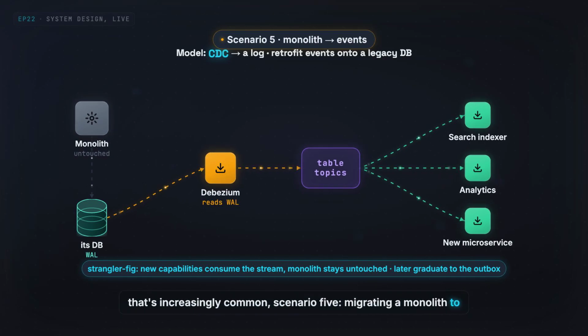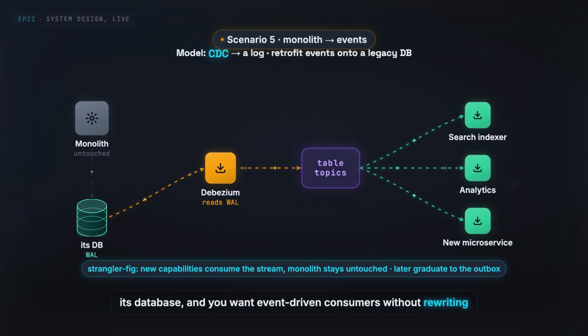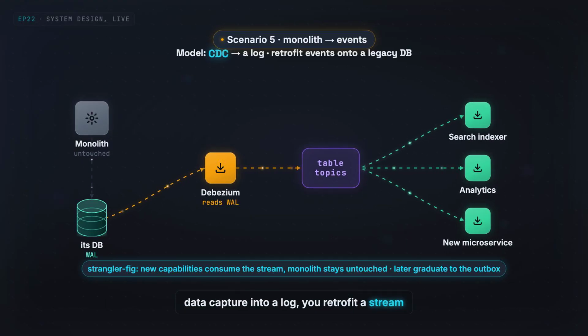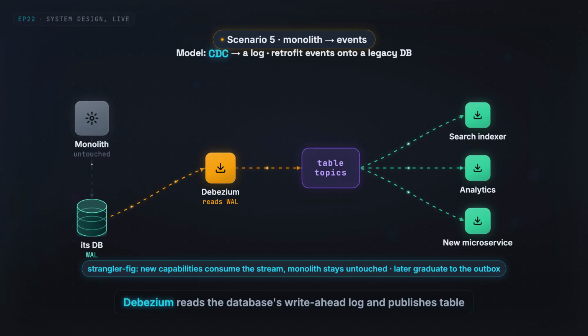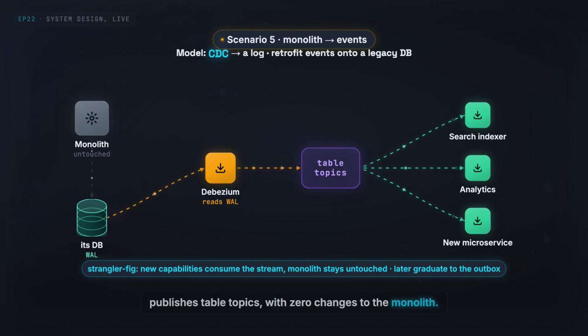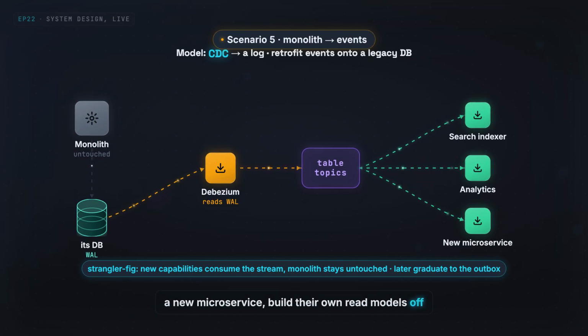Scenario 5. Migrating a monolith to events. The legacy monolith only writes to its database, and you want event-driven consumers without rewriting it. Model choice. Change data capture into a log. You retrofit a stream onto the database. Debezium reads the database's write-ahead log and publishes table topics, with zero changes to the monolith. New services, a search indexer, analytics, a new microservice, build their own read models off those topics.